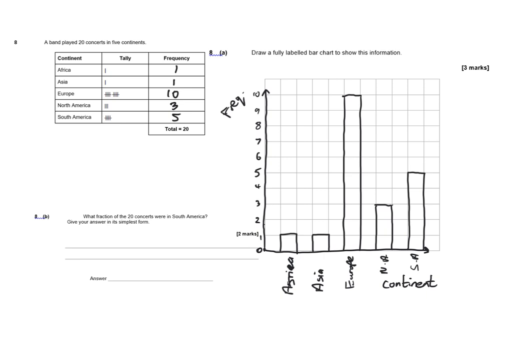And then we've got labels on each of our bars. They're all of equal width, got gaps in between and so on. Okay, so that's fully labelled as required. What fraction of the 20 concerts were South America? So I want the answer to be a fraction.